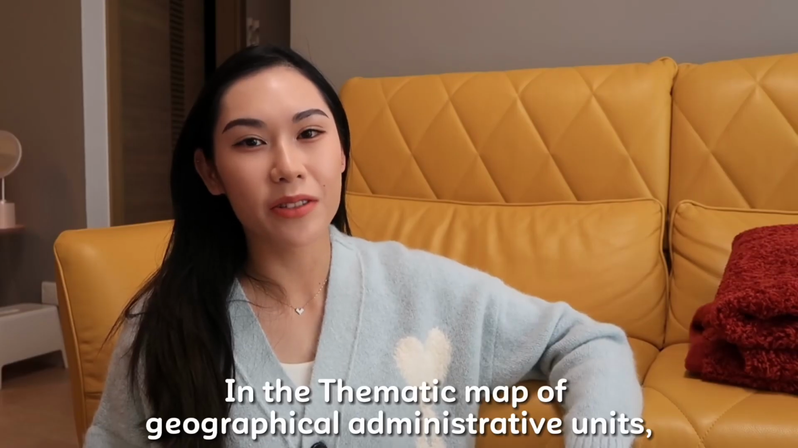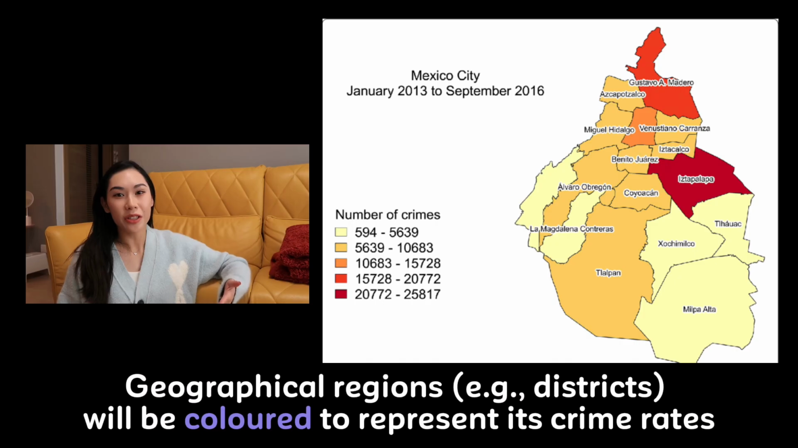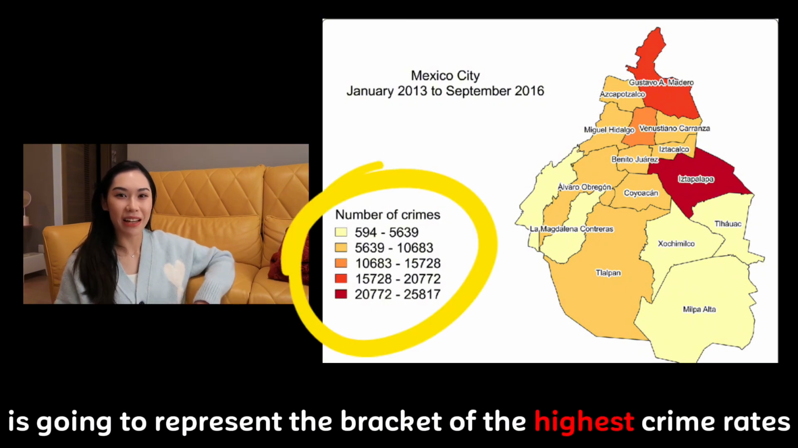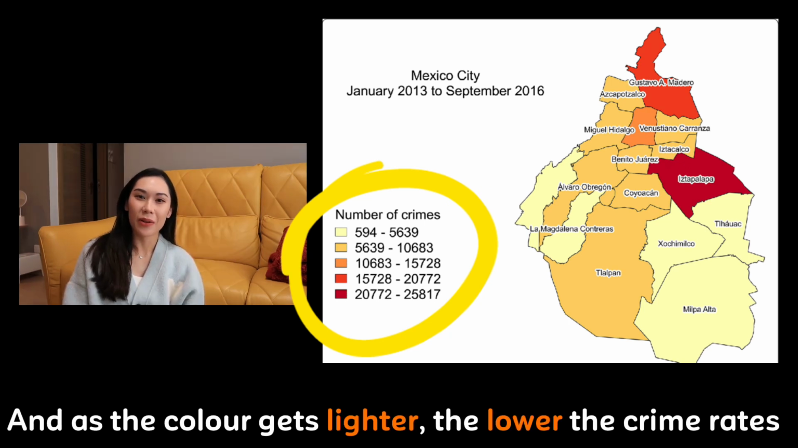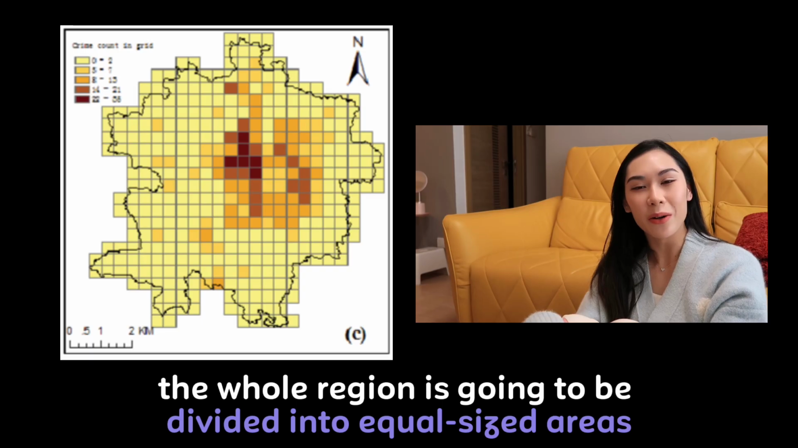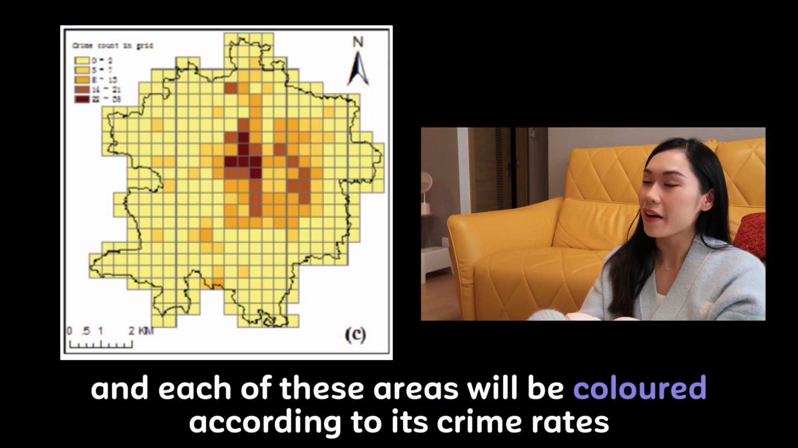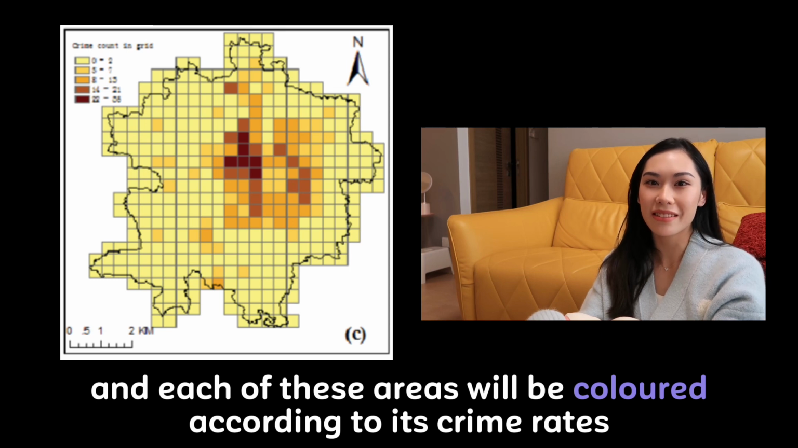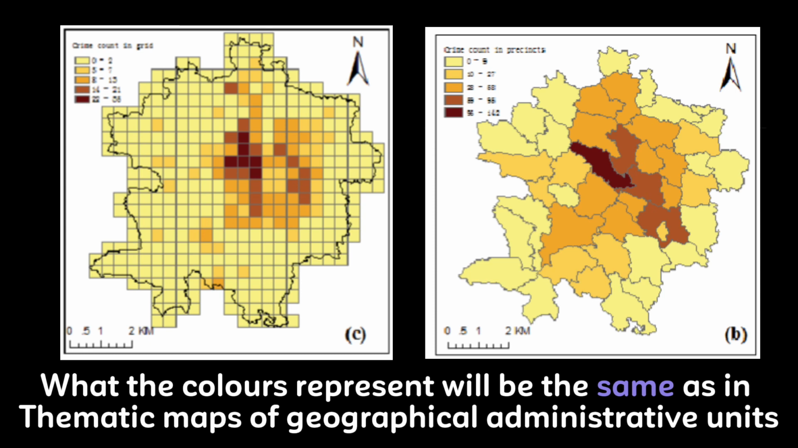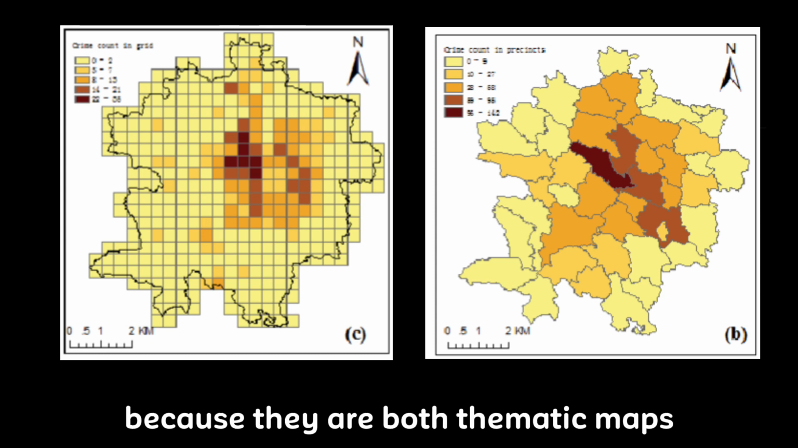In the thematic maps of geographical administrative units, geographic regions such as districts will be colored to represent its crime rates. For example, the color red is going to represent the bracket of the highest crime rates, and as the color gets lighter, the lower the crime rates. In grid thematic maps, the whole region is going to be divided into equal-sized areas, and each of those areas will be colored according to its crime rates. What the colors represent will be the same as in the thematic maps of geographical administrative units, because they're both thematic maps.